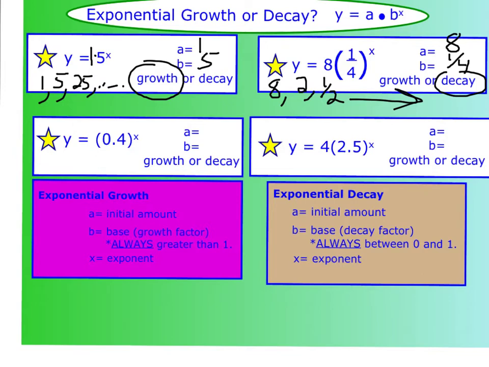Another one to practice. So here again, I have a base with an exponent, but I have an invisible 1. So my initial amount's 1. This is less than 1. See, it's shrinking already. So I'm going to end up with 0.04, and it's small, so that's going to be decay. It's getting smaller. Last one. This is our initial amount 4, and our base is 2.5, which is bigger than 1, and because it's 2.5, it will grow.